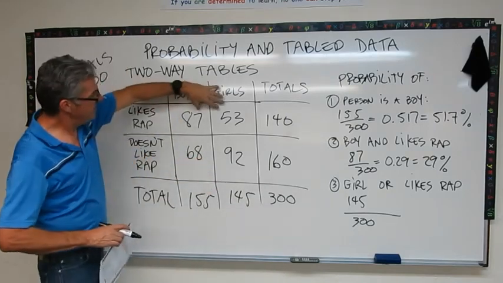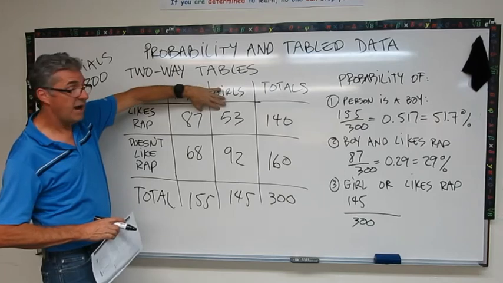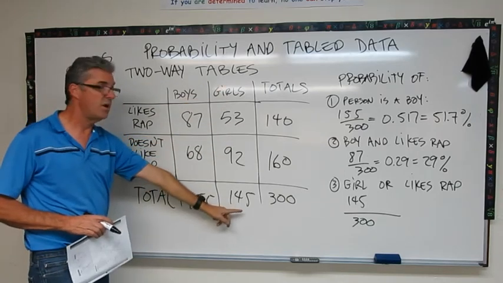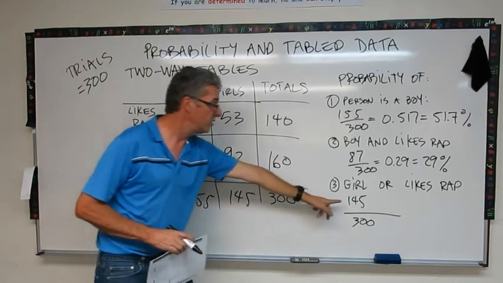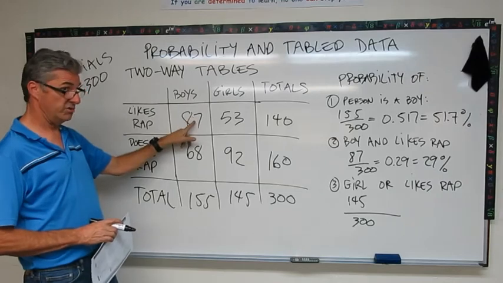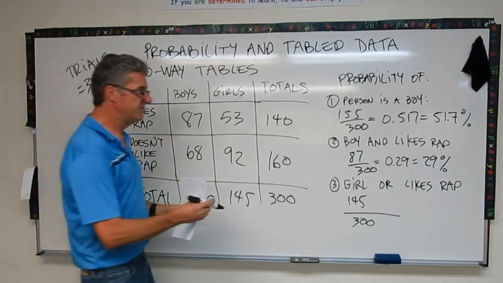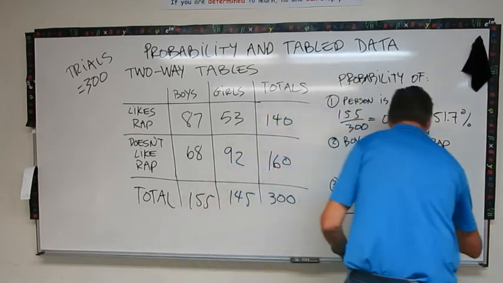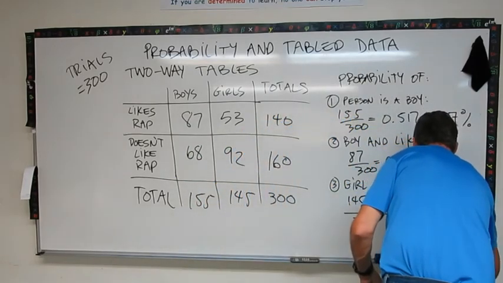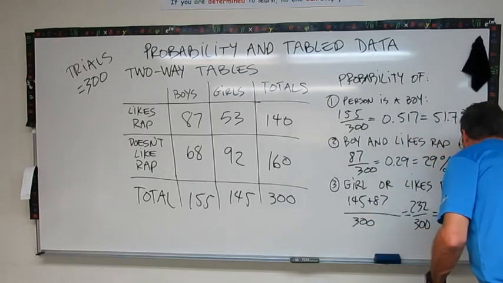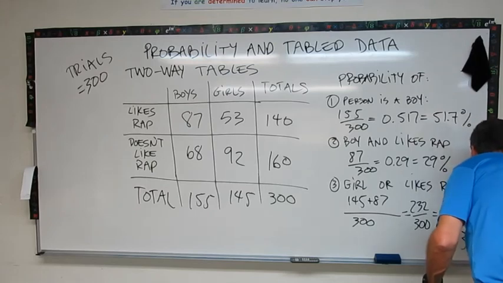So that would be these two populations. These are the like rap. However, we can't count this twice. This 53 is in the 145. So that's already included here, but we need to add in the additional boys, not girls, who nonetheless like rap. So that's 145 plus 87, which gives us 232 out of 300, which gives us 0.773, which is 77.3%.